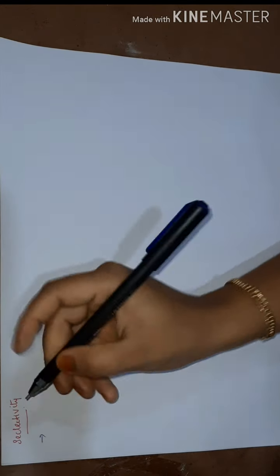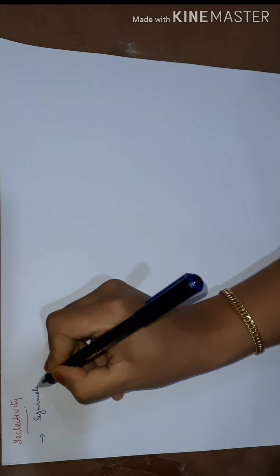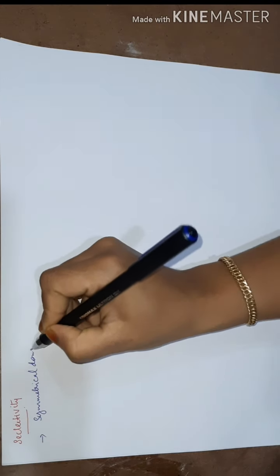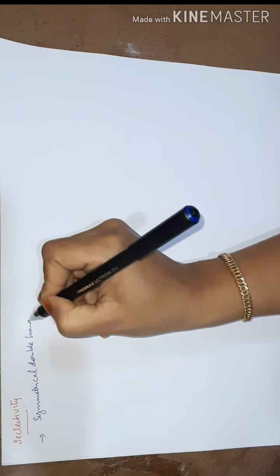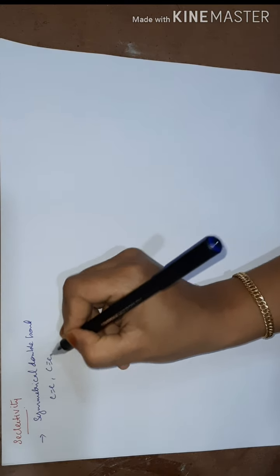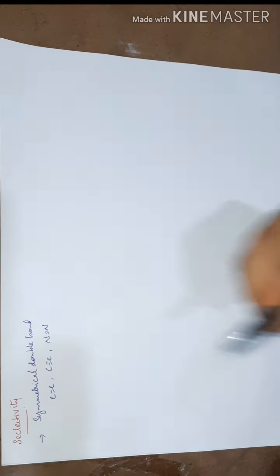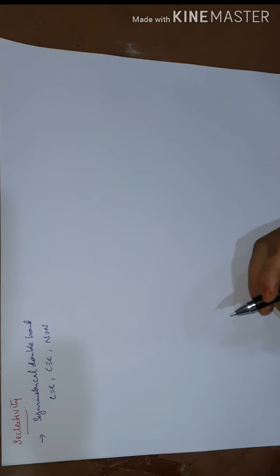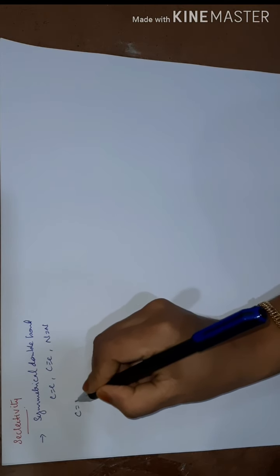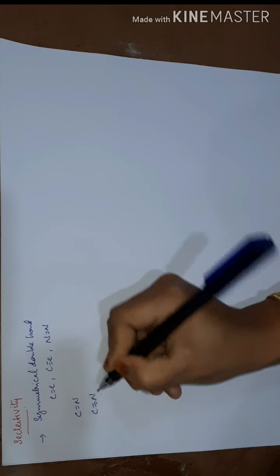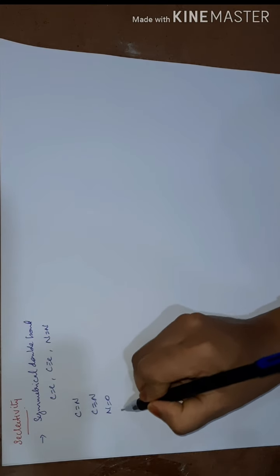Then, moving to the selectivity of this diimide reduction, we have already said that this reaction is only applicable in the case of symmetrical double bonds, like C double bond C, C triple bond C, and N double bond N. These are the most commonly discussed symmetrical double bonds, and it is not applicable for C double bond N, C triple bond N, N double bond O, and S double bond O.